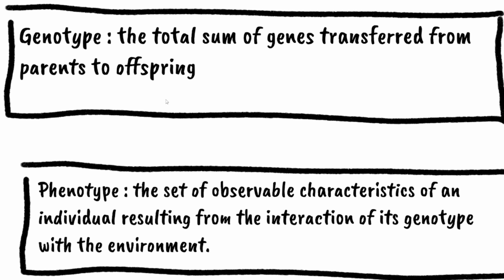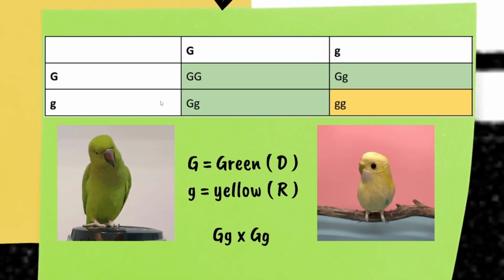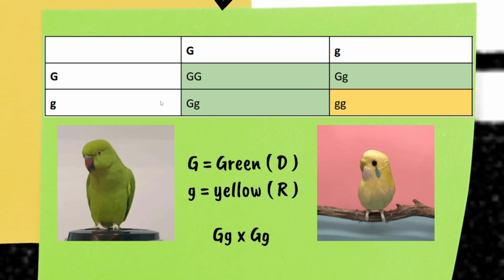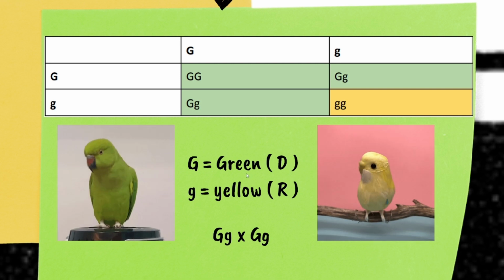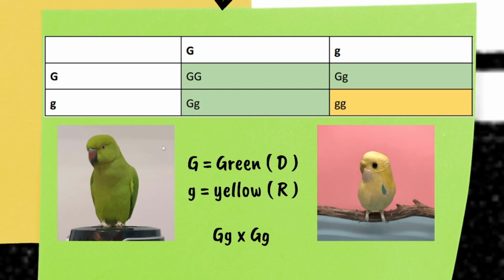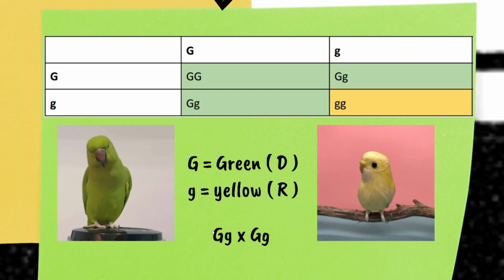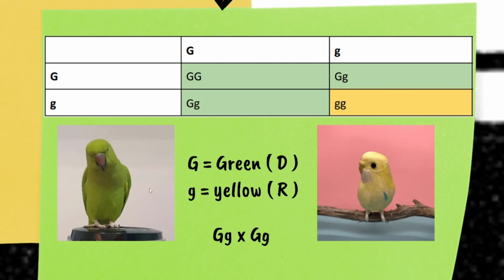For example, if we were seeing the example of parrots here. Yep, we can see the parrots here. What is happening here in the parrots? We're talking about color here. So when we talk about the genotype of this parrot for the color, it's going to be capital G or small g together with each other.